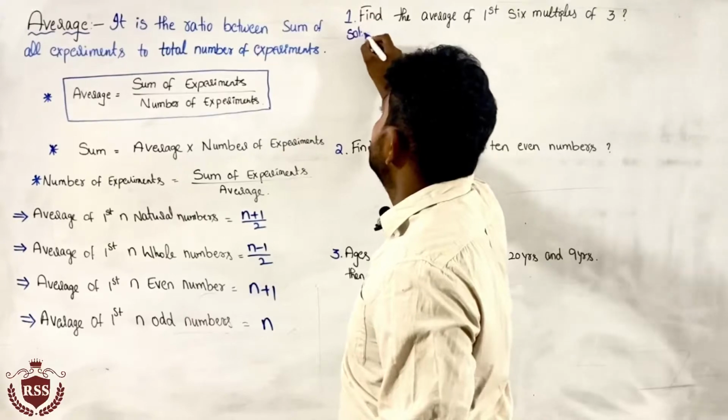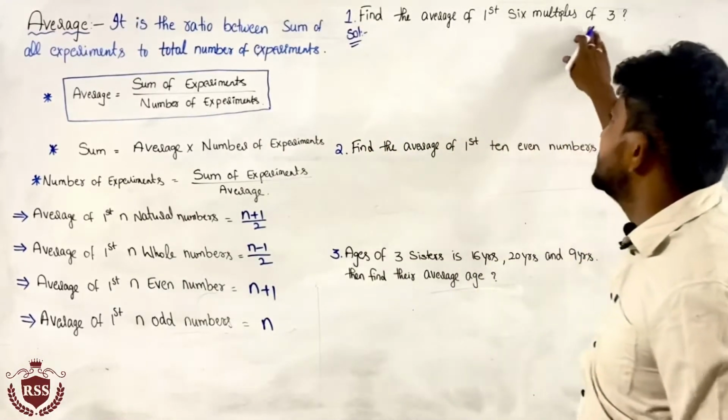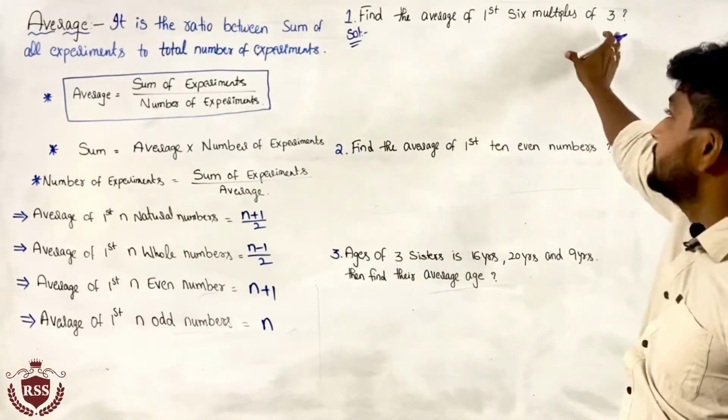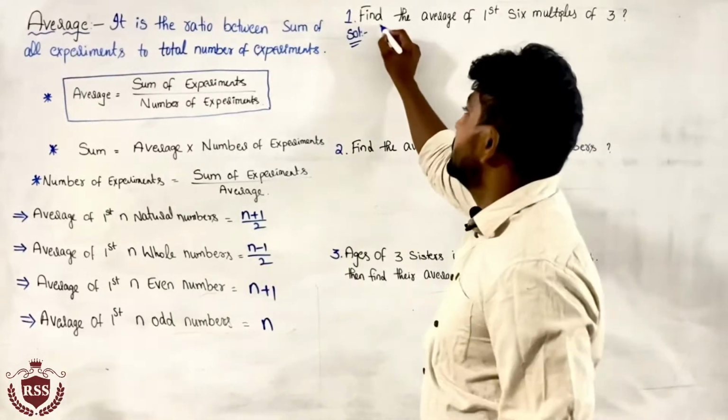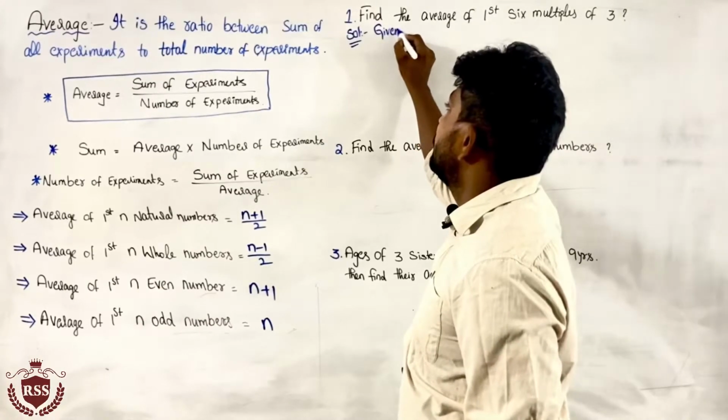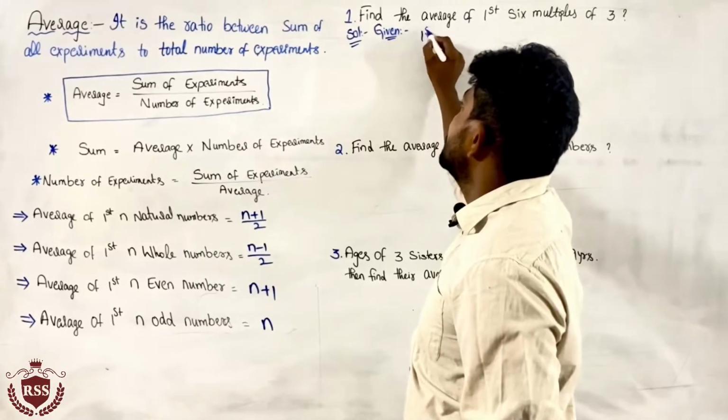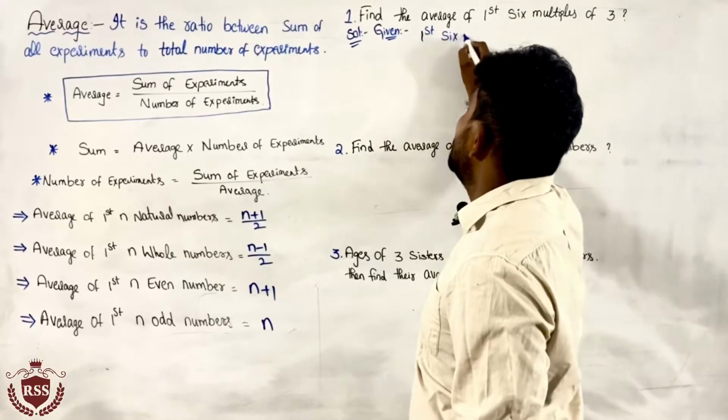Find the average of the first 6 multiples of 3. First of all, we have to know what the first 6 multiples of 3 are. So what they have given is the first 6 multiples of 3.